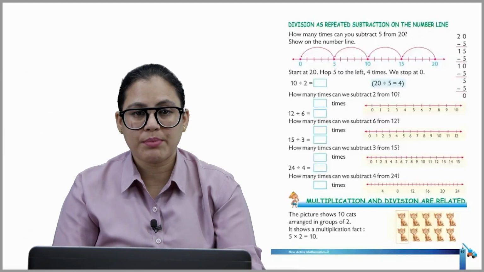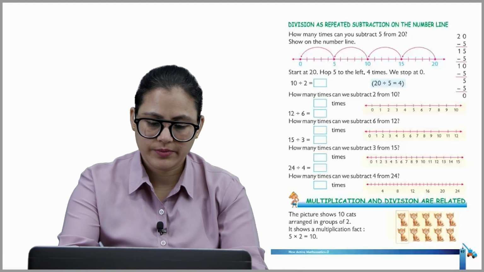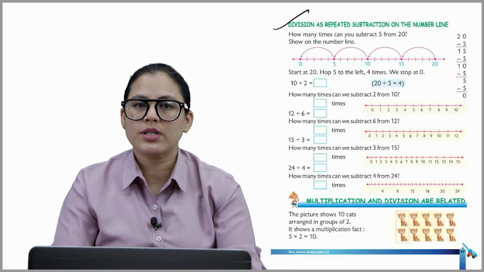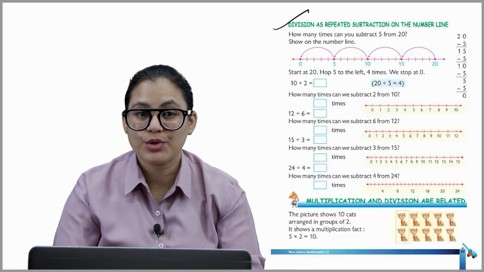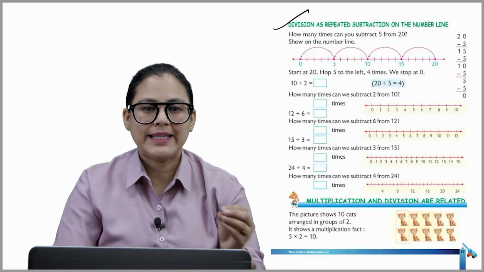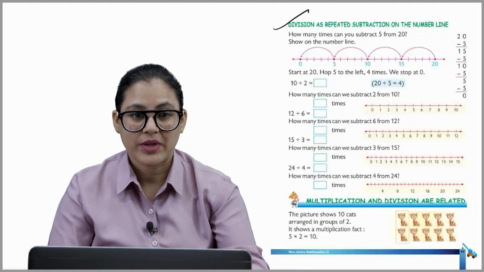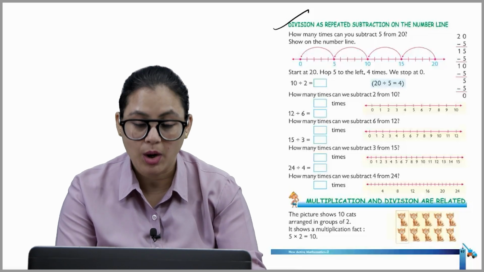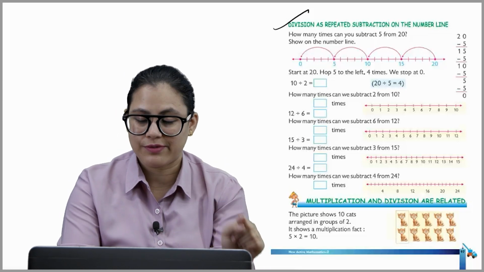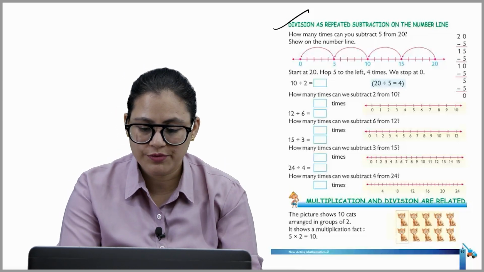Division as a repeated subtraction on the number line. How many times can you subtract 5 from 20? Show the number line. Now, let's do on the number line how we can subtract 5 from 20. Start at 20, hop 5 to the left. 1, 2, 3, 4, 5.